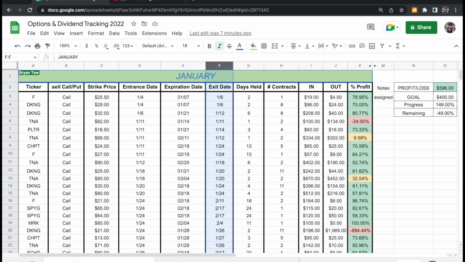I usually like to buy back anywhere from 75 to 85%. Sometimes I'll let it expire depending on the day, but most of the time I buy it back. And then I like to see the number of days actually held. I put in the number of contracts that I purchased or sold, and then how much money came in, how much money went out. If you're using this for buying options, you can fill it out the opposite. Usually, if I sell an option, I get paid, so that's how much money comes in, and then if I buy it back, that's how much money goes out, and then I get my profit percent.